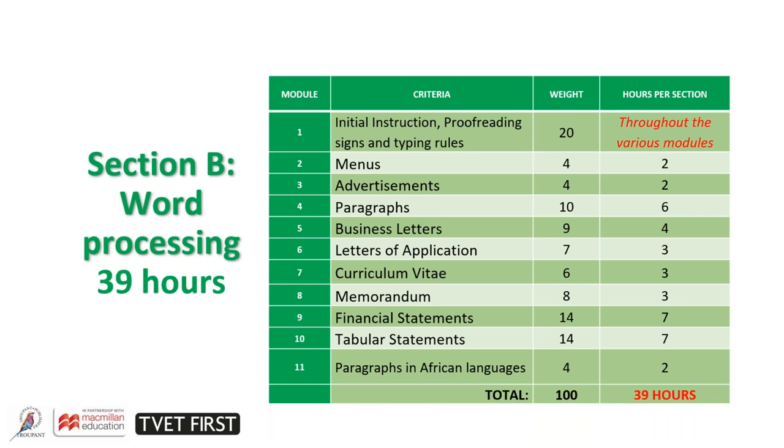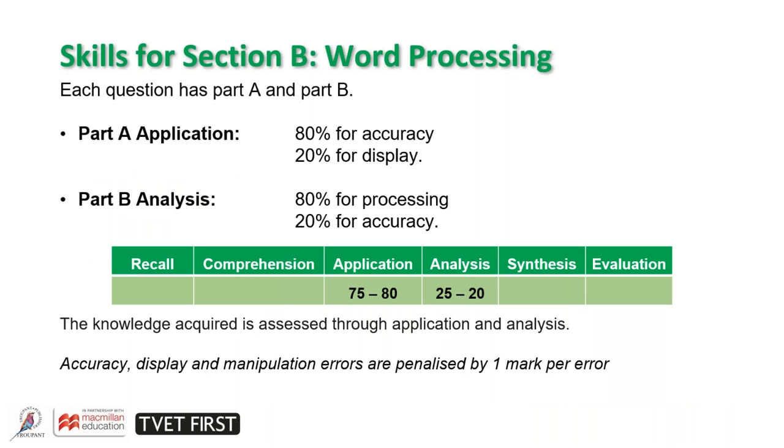The hours for each section is already worked out for you. Compare the weight and the hours per section. Every question in word processing is divided into two parts. Part A, the application, see that the accuracy here is 80% and the display is 20. The accuracy you mark with red and the display you mark with blue. Part B, analysis, here the processing is 80% and the accuracy is 20%. Note that errors are penalized with 1 mark per error.